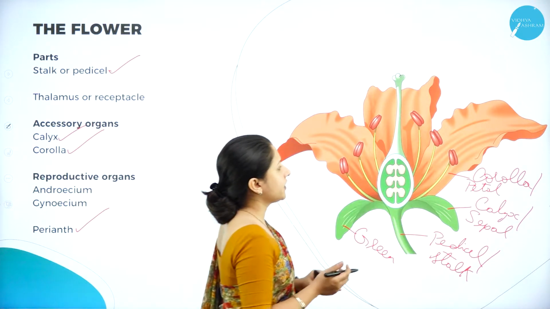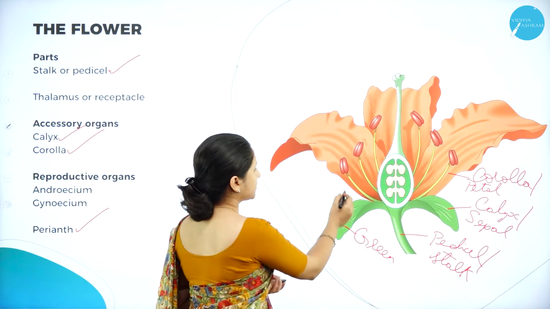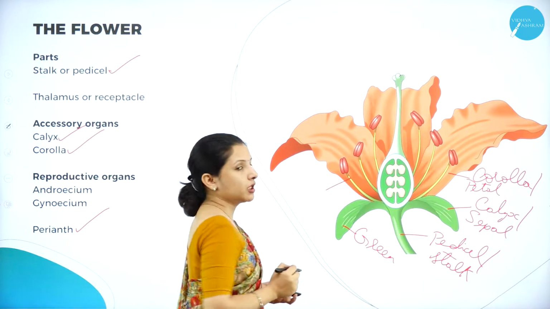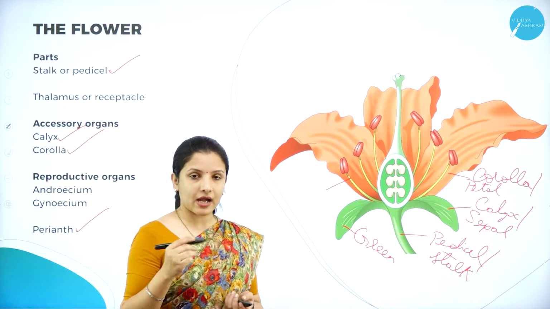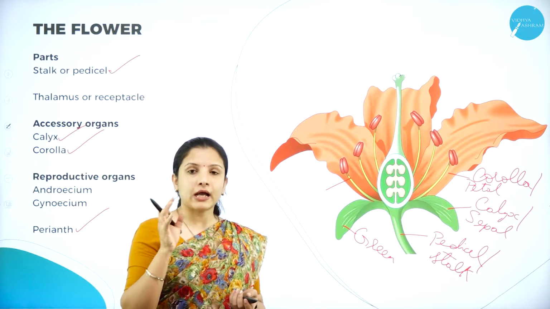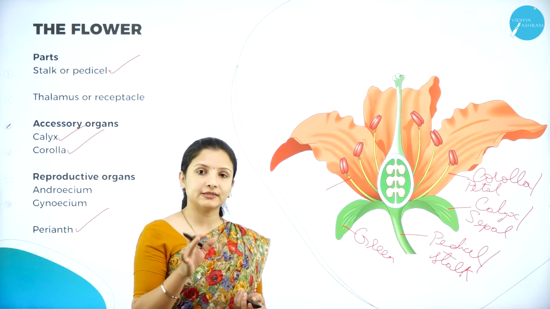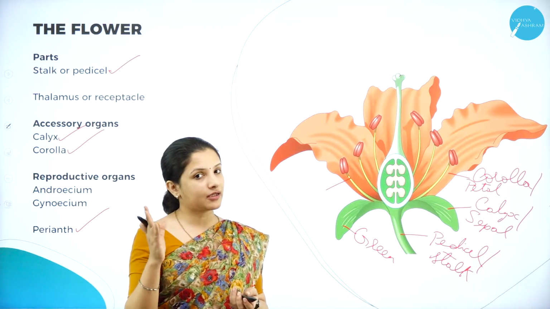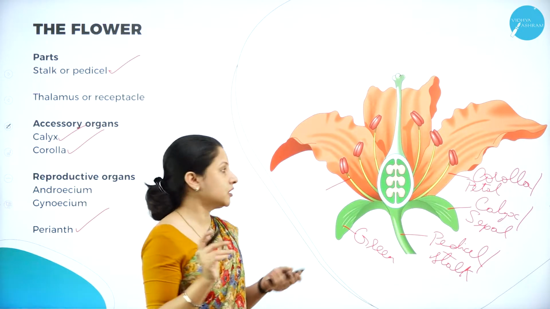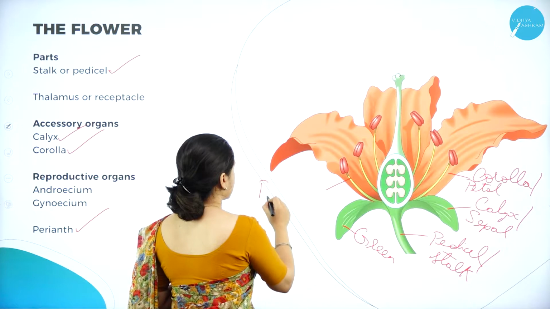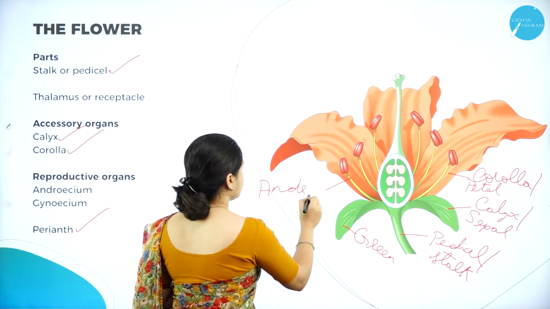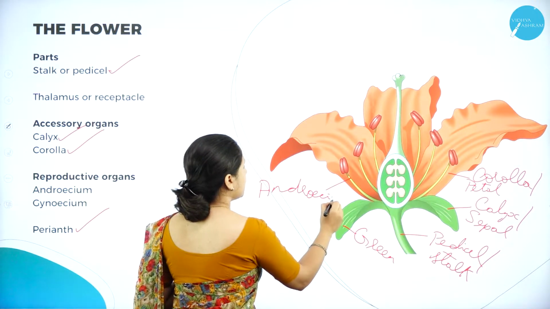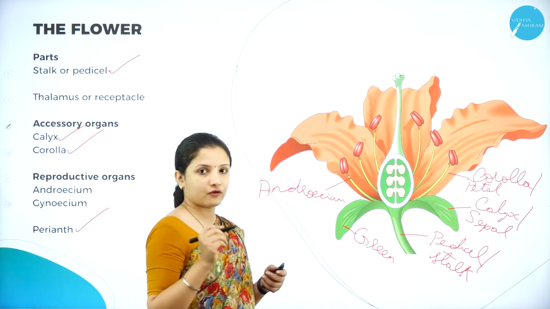After the corolla, we have the male reproductive part. It is called the androecium. It is very easy to remember: androecium, androgen. Androgen is a hormone present in the male, right? So here androecium means something related to the male in the case of a flower. It is easy to remember that way. So androecium is the male reproductive part of the flower.